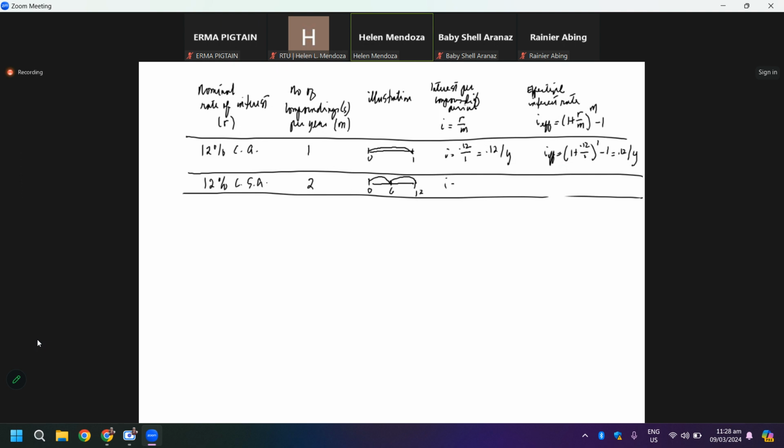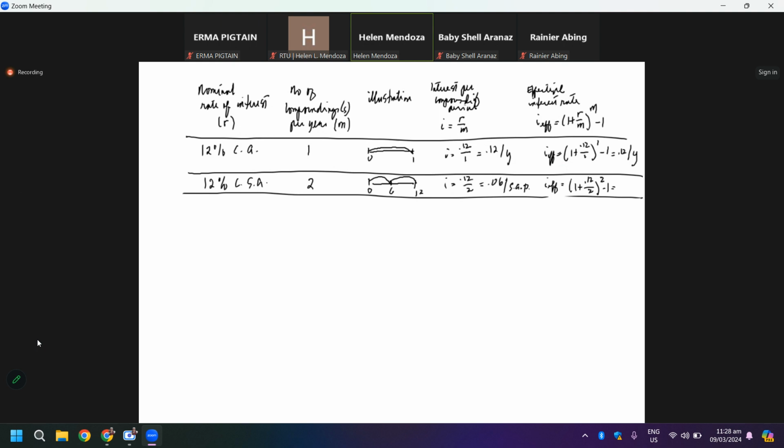So this becomes now 0.12 divided by 2 or 0.06 per semi-annual period or every 6 months. So I effective then becomes 1 plus 0.12 divided by 2 raised to 2 minus 1. Would you be generous enough to give me the answer? If I'm not mistaken, this is 12.36%. But let us validate.